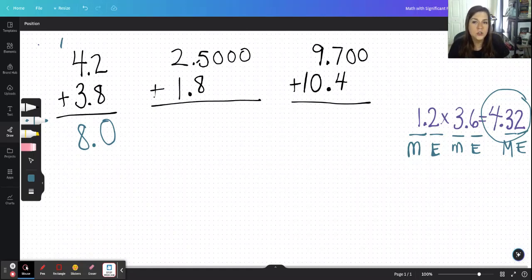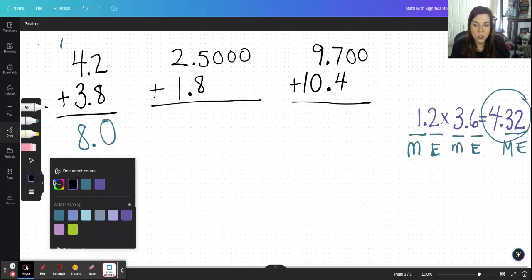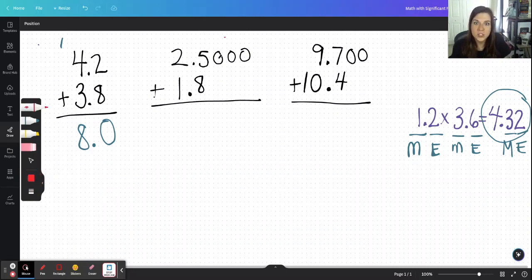Now here we have 2.5000 plus 1.8. We want to not gain any precision. It's okay to lose precision, but you can't gain it. So this might be annoying, but this is the way that it works. This first measurement, the 2.5000, has 4 numbers behind the decimal, where the 1.8 only has 1 number behind the decimal. We are going to focus on the measurement that has the fewest number of digits behind the decimal because it is the least precise.